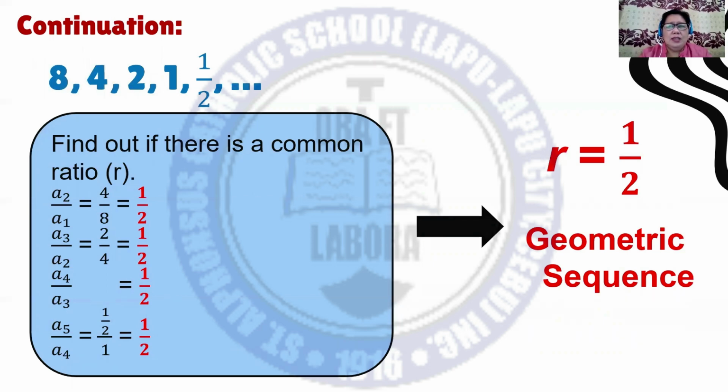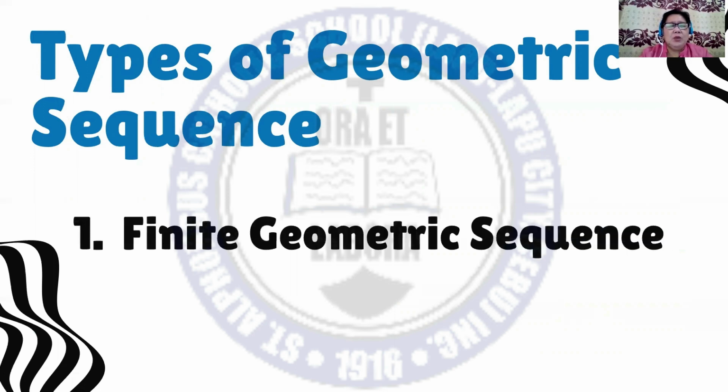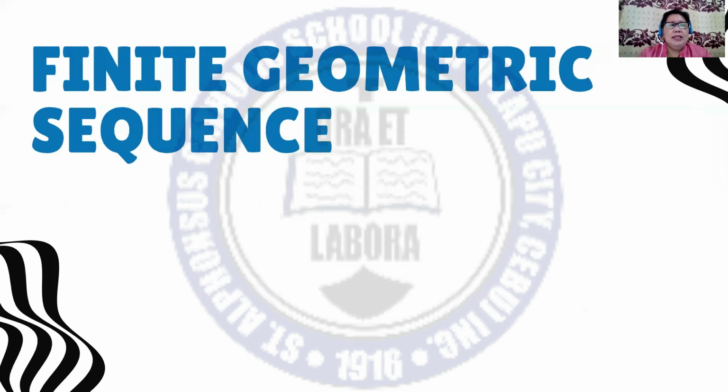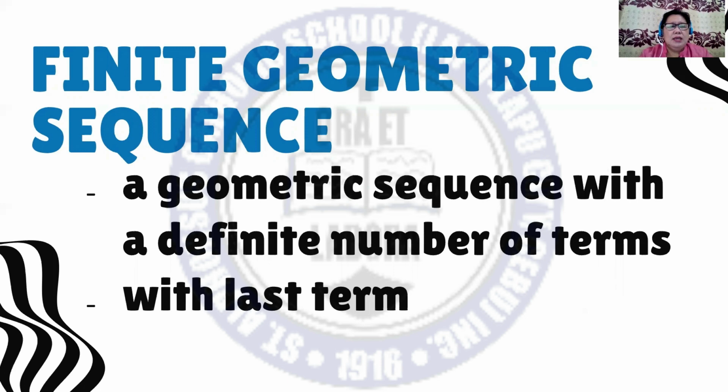Do you have questions? If there is none, let's proceed. Let us have the types of geometric sequence. The first one is finite geometric sequence. The second is infinite geometric sequence. Now, what is a finite geometric sequence? It is a geometric sequence with a definite number of terms, meaning the sequence is with a last term.